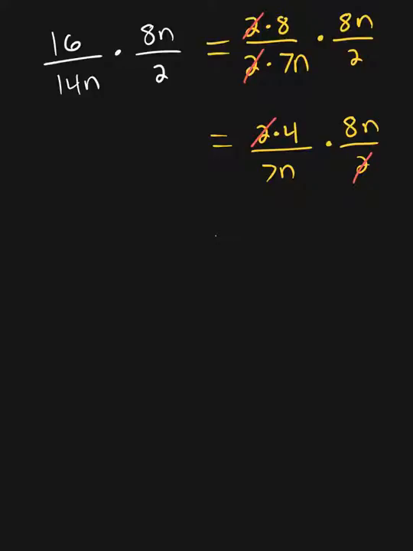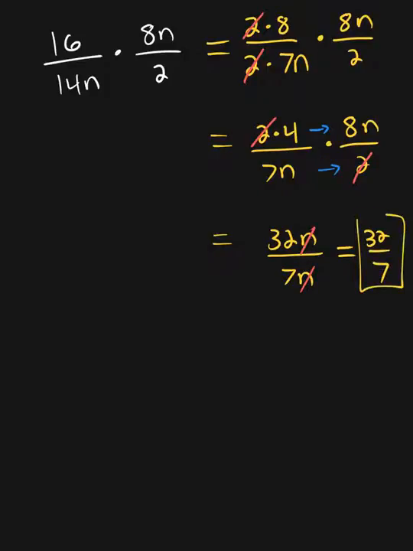And now I go ahead and multiply straight across like we did with the fraction. So 4 times 8 is 32, and 7n, well, the 7n has nothing to multiply with, so it's just left with 7n. And hey, look, I've got an n on the top and on the bottom. Those guys get canceled out, and I simplify to 32 divided by 7, and this is actually our final answer.